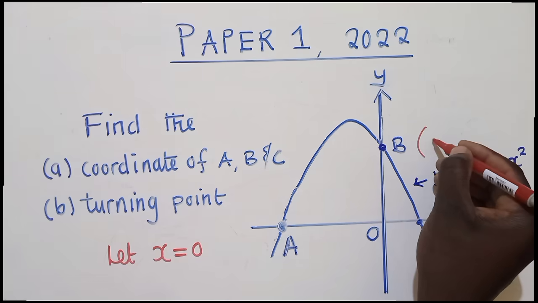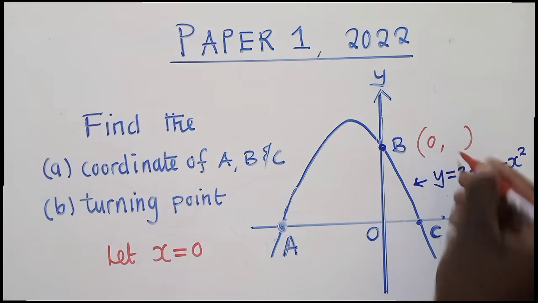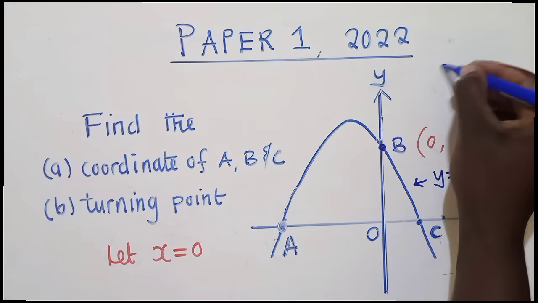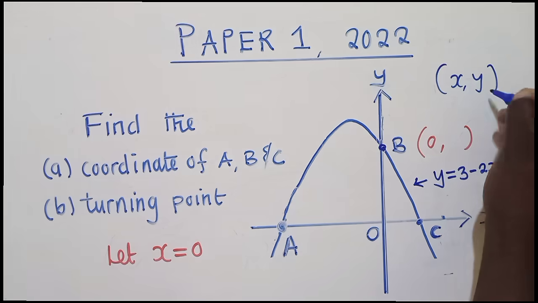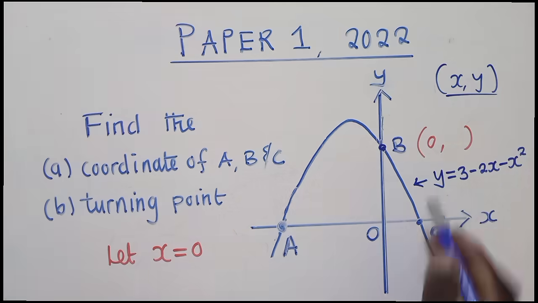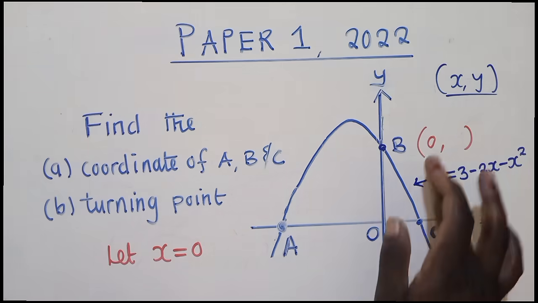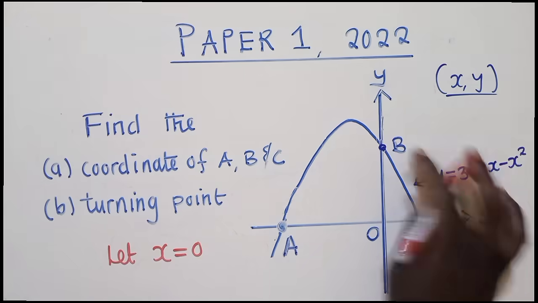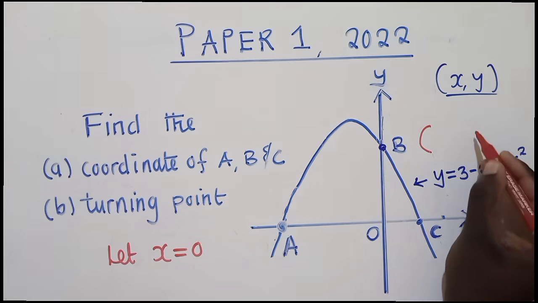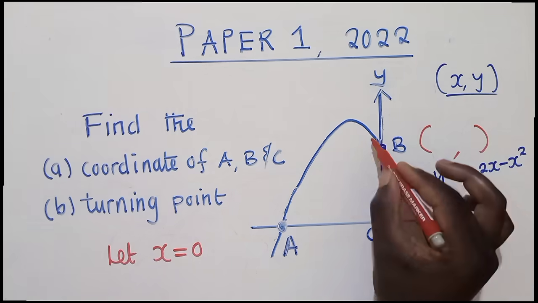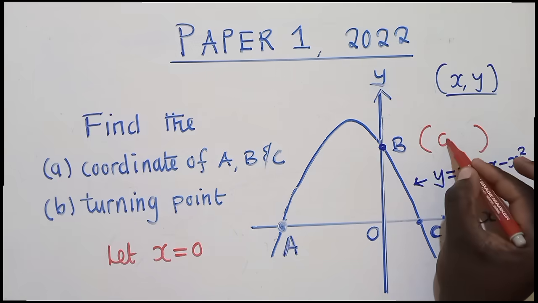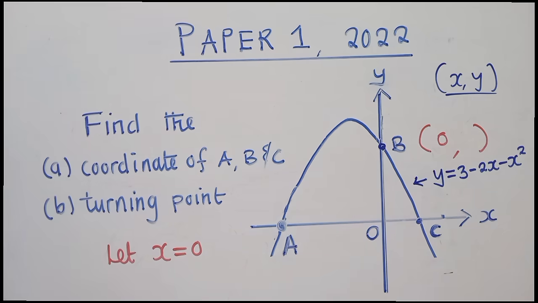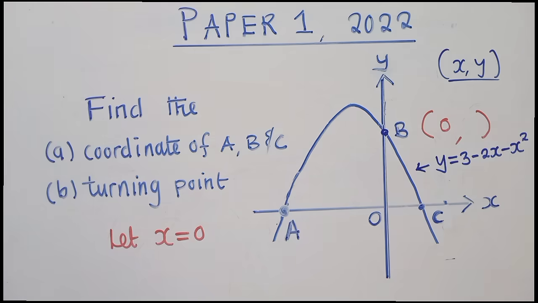X is 0, comma, y, we don't know. It's what we are looking for. And we know that coordinates are supposed to be like this, x, comma, y. But at this point, x will always be 0. So at whichever point the graph is cutting the y-axis, the x will always be 0. The y is what we need to calculate. So we've said let x be equal to 0.